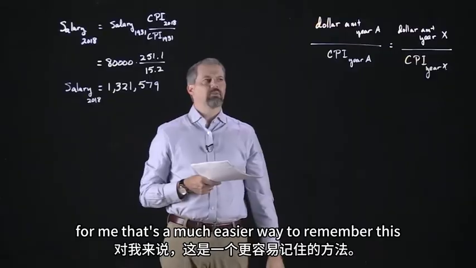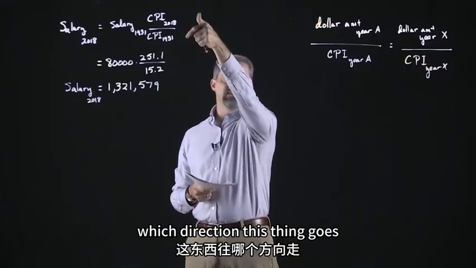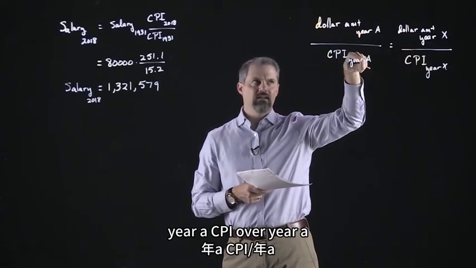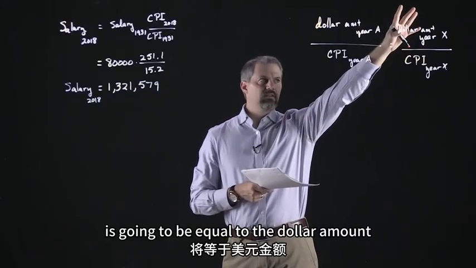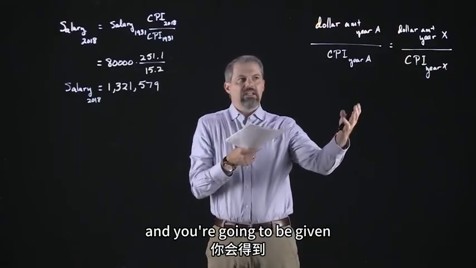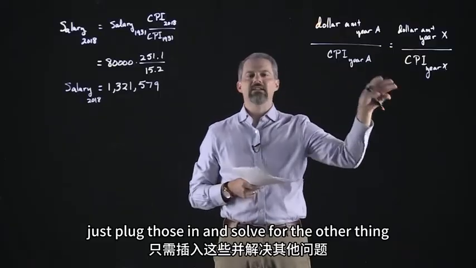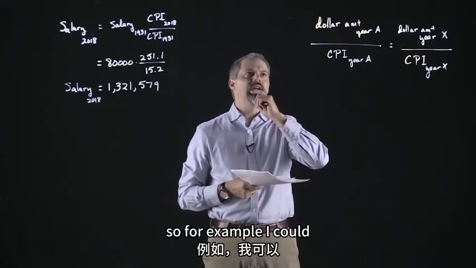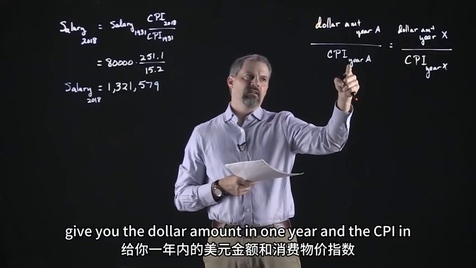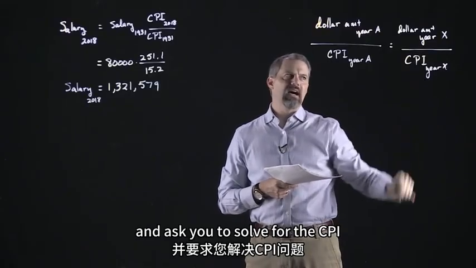For me, that's a much easier way to remember this because you don't have to remember which direction this thing goes. If you just remember that you've got dollar amount year A over CPI in year A is going to be equal to the dollar amount for some other year divided by the CPI in that year. And you're going to be given 3 out of the 4 things. So whatever 3 things you're given, just plug those in and solve for the other thing. So for example, I could give you the dollar amount in one year and the CPI in that year, and then the dollar amount for another year and ask you to solve for the CPI in that other year.